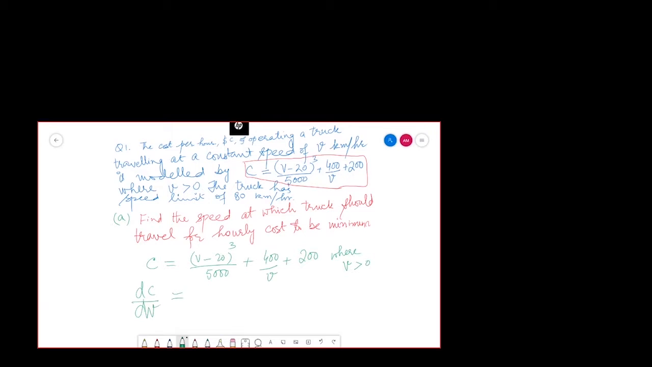Is this calculator allowed? Yes, a calculator is allowed actually.